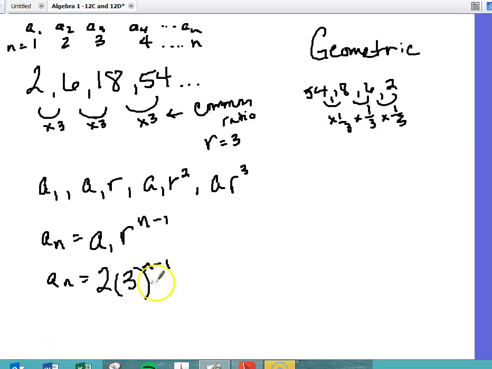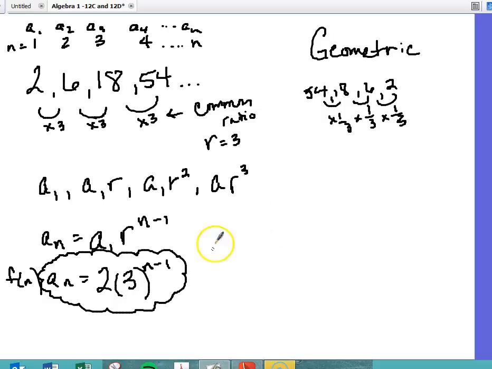Okay, and this is what your book is calling the explicit formula. So this is our function of n. Based on its position, this is the pattern that we see in our sequence. Now, we're done with this one. Let's talk about recursive. So recursive would be from the term previous.